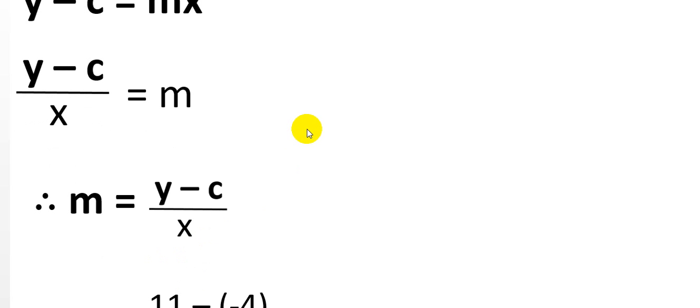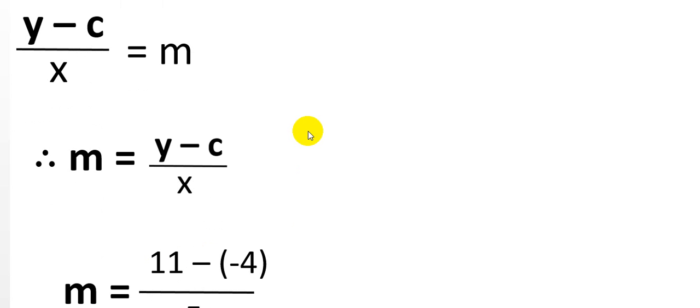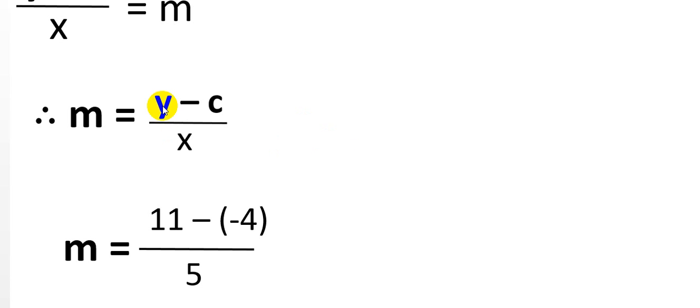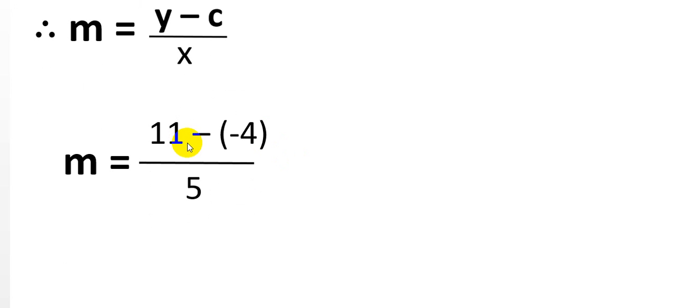Now it is time for us to substitute the values for the corresponding y, c and x. As you are already aware, y equals 11, so I replace y with 11, minus the value of c, which is minus 4. Since it's a negative value, I write it within brackets. Always remember, when you come across negative values, write the value within brackets in order to avoid confusion. Divided by the value of x, which is 5. So I have substituted all the values: y is 11, c is minus 4, and x is 5.